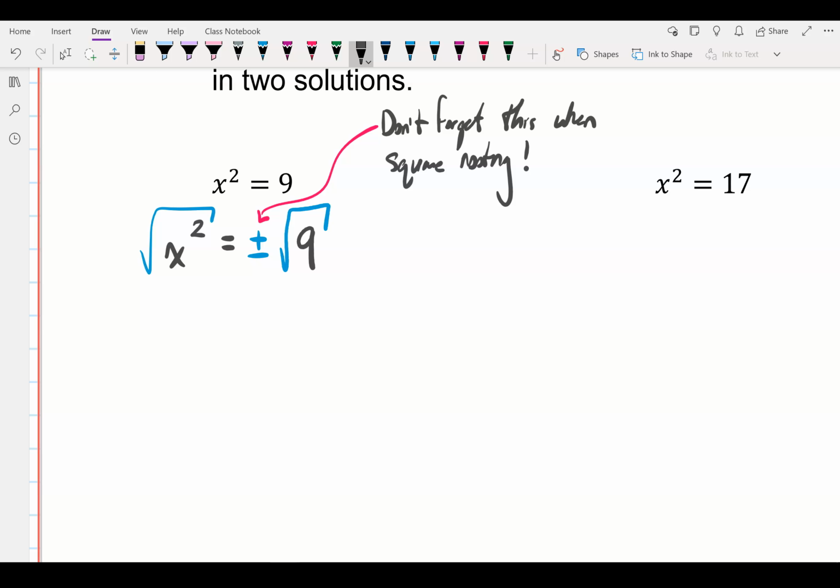Let me just get a little further in this question. The square root of x squared, I'm so sorry, why does that keep happening?